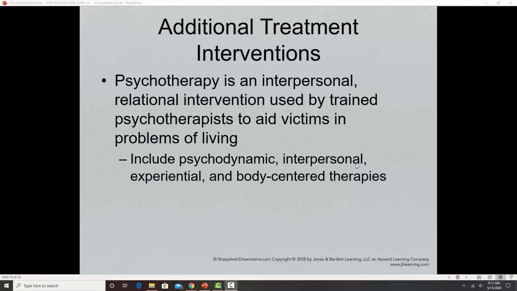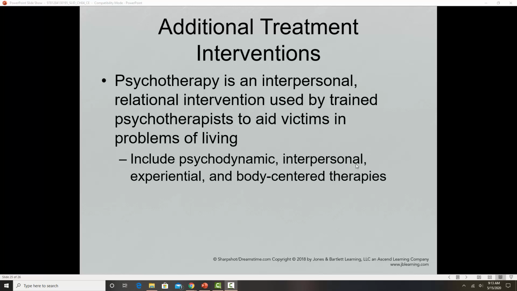Psychotherapy is another form of intervention. It is an interpersonal relational intervention used by trained psychotherapists to aid victims in problems of living. There are a lot of different therapies out there. And by the way, psychotherapy just means talk therapy. So it's any therapy where you're going to be going into a psychologist's office, that would be a clinical psychologist or a psychiatrist, but most talk therapy is done by clinical psychologists.